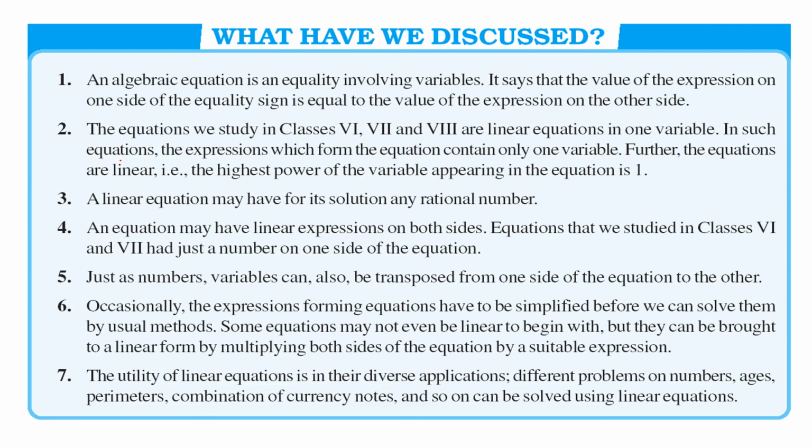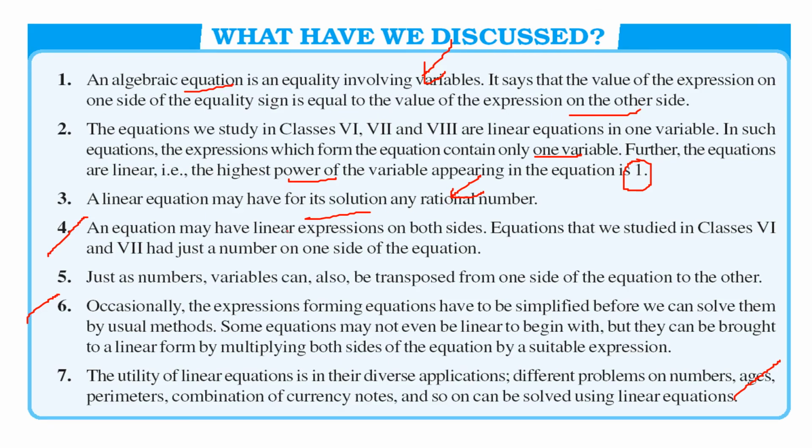So, what we have discussed: an algebraic equation is an equality. See, an equation is the equality. An algebraic expression has no equality. So, an algebraic equation is an equality which involves a variable. It just says that the value of the expression on one side, that is the left hand side, is equal to the value of the expression on the other side. And the linear equation in one variable we have studied, and here we have only one variable, and the highest power of the variable in a linear equation is 1. The linear equation may have any rational number as its solution also, so this is also possible.